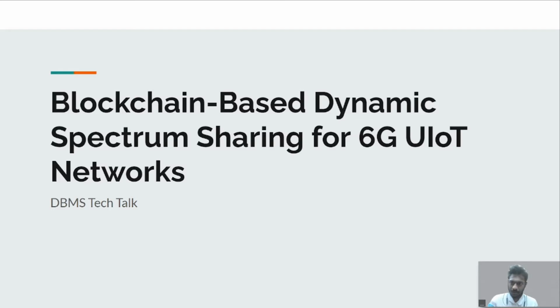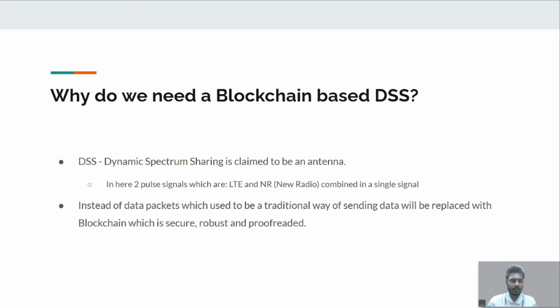So the tech talk concept is on blockchain-based dynamic spectrum sharing for 6G UIoT networks, and it's a topic under DBMS, database management systems. Let's get started. So why do we need a blockchain-based DSS? DSS is nothing but dynamic spectrum sharing.